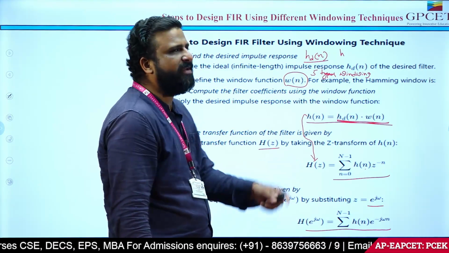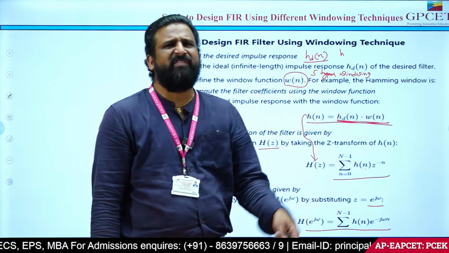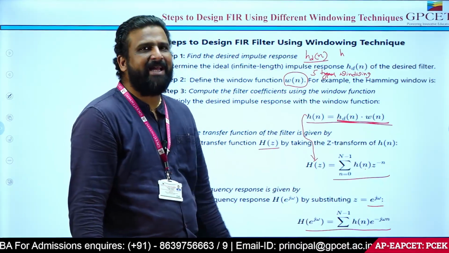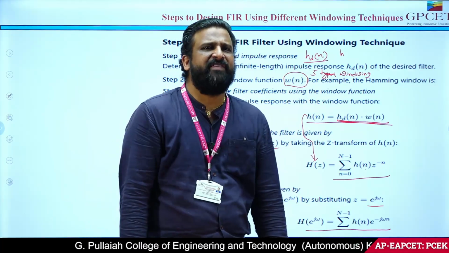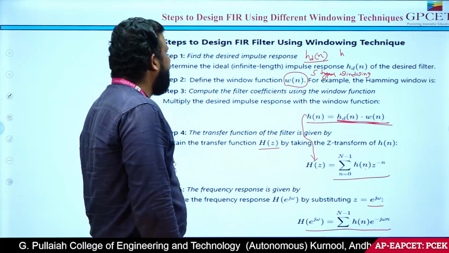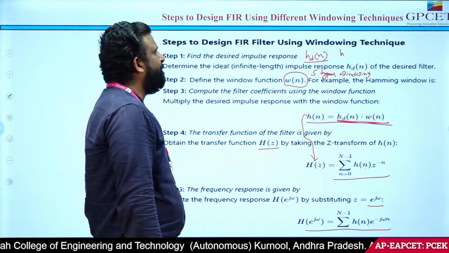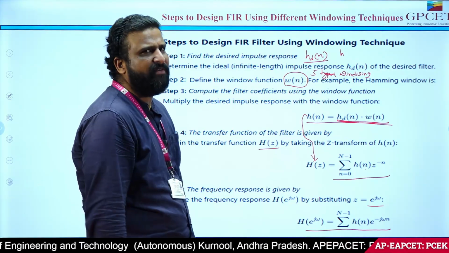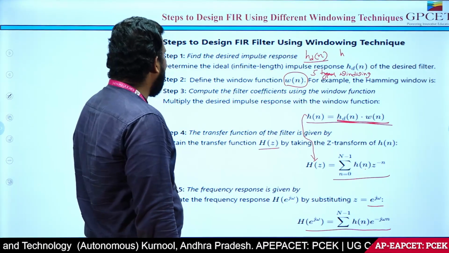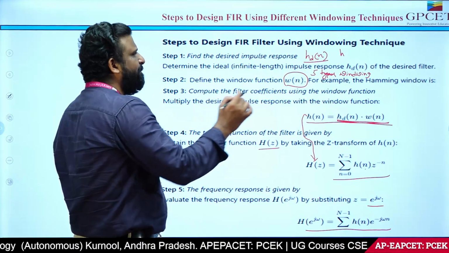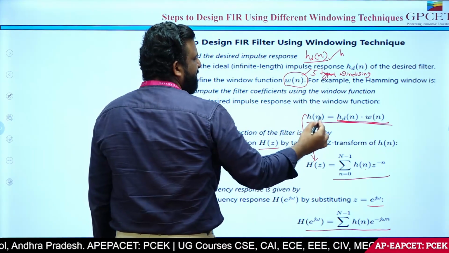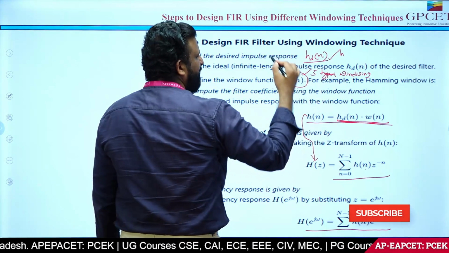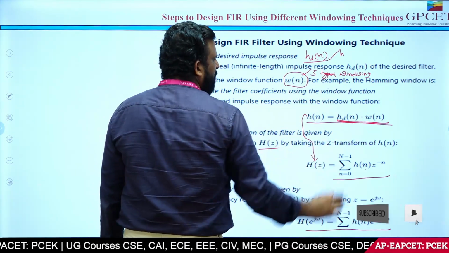After getting this, we can draw the diagram using different forms like direct form, cascade or parallel form, which we have studied in the previous slides. So these are the 5 important steps to design the FIR filter using different windowing techniques. I think you got clarity on the steps. First step hd of n, second step w of n, third step h of n, which is the multiplication of hd of n into w of n.